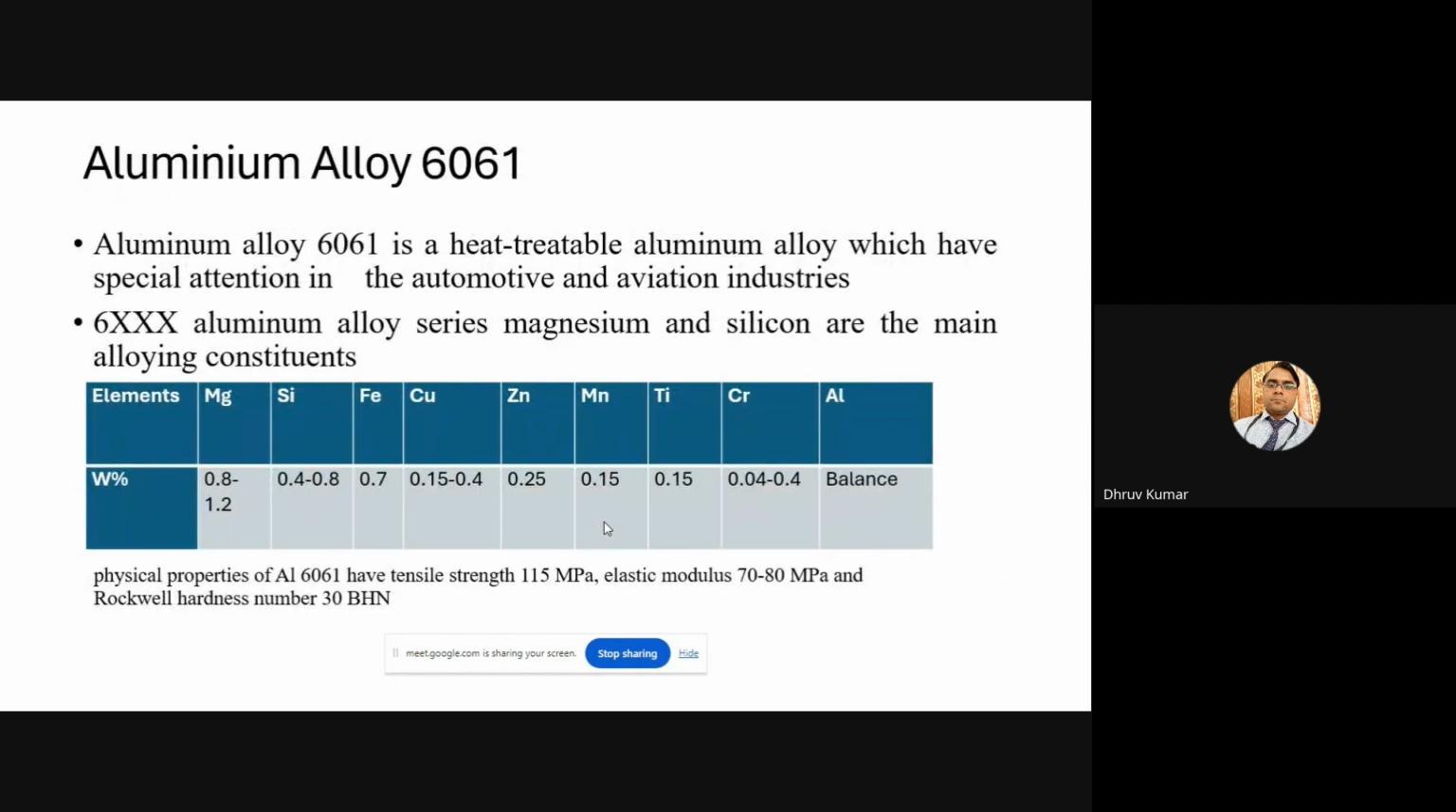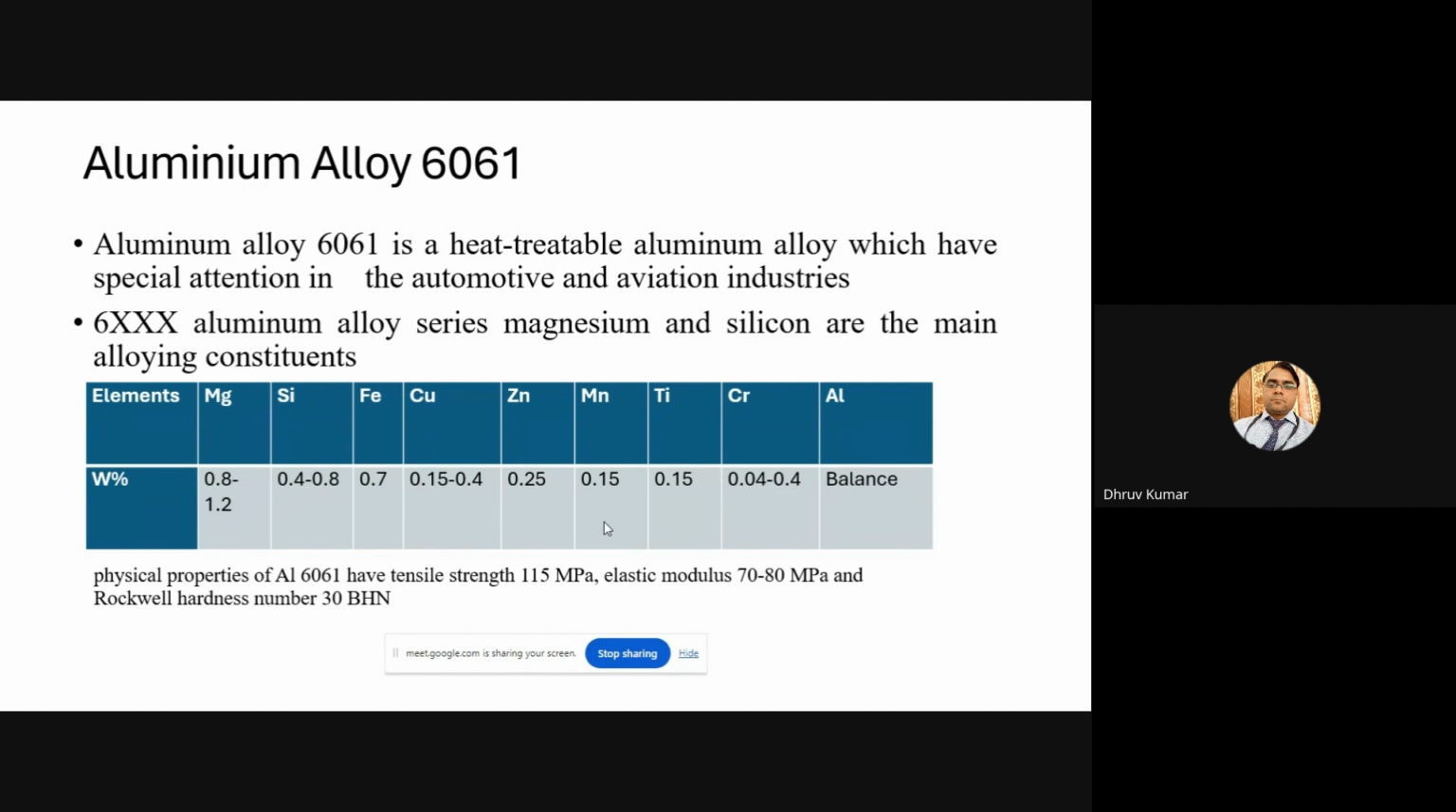So my main focus is on aluminum alloy 6061. Aluminum alloy 6061 is a heat treated aluminum alloy, which has special attention in the automotive and aviation industry. The 6000 series aluminum alloy has two major constituent elements. One is magnesium and the other is silicon. So these are the basic constituents of aluminum alloy 6061.